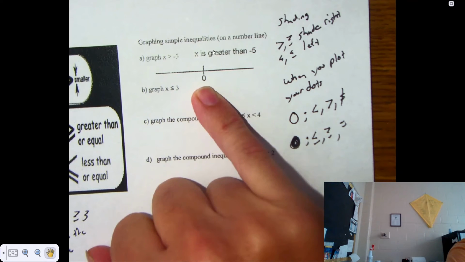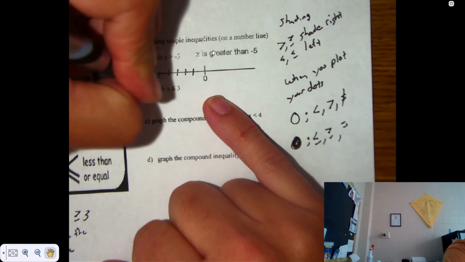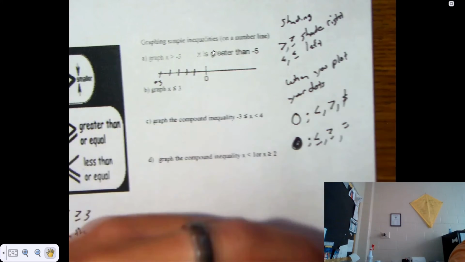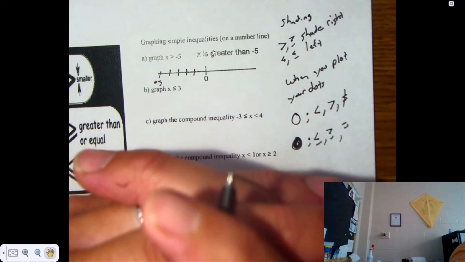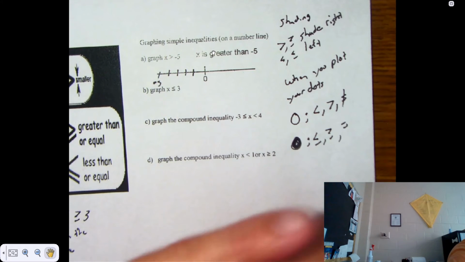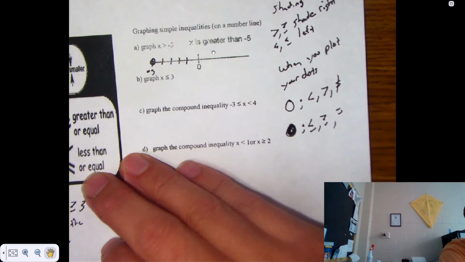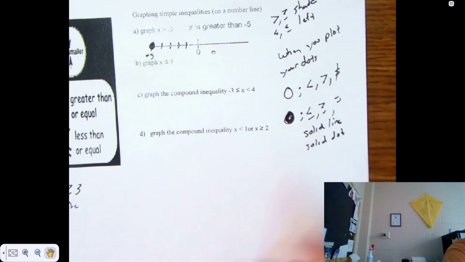So this is graph x being greater than -5. Well, I'm just going to go back 5 places. And there's my -5. That's the easy part. When I actually plot the dot, is it going to be open or closed? Open. That symbolism does not have an equal in it. There's no bar underneath. I know that some teachers will say solid line, solid dot. So you might want to add that to your notes.